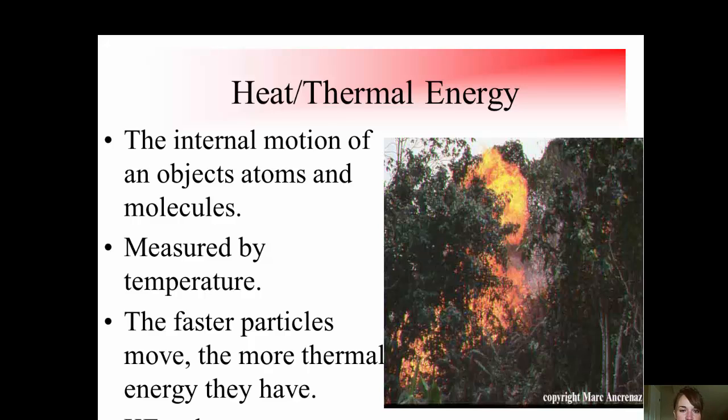Due to that, everything has thermal energy. So to measure that thermal energy, we use temperature. So temperature actually is measuring how much those particles are moving around. The faster those particles are moving, the more thermal energy they have. Okay? Another thing to keep in mind is because they are moving, that's kinetic energy. So kinetic energy, just to remind you, is energy due to movement. So these particles are moving, they have kinetic energy.